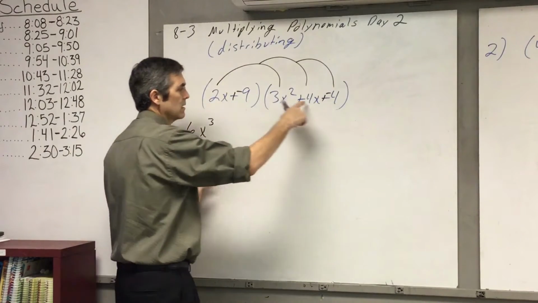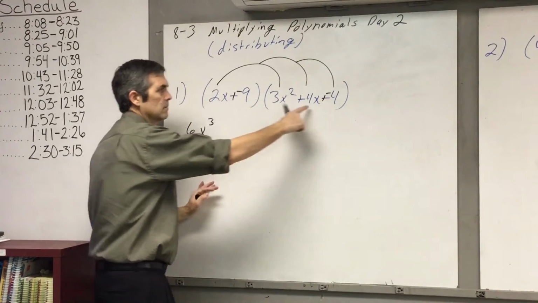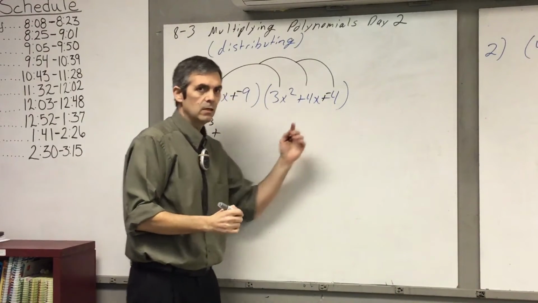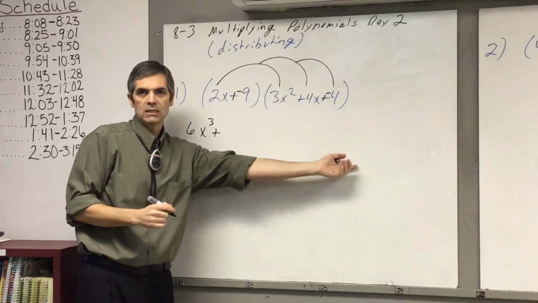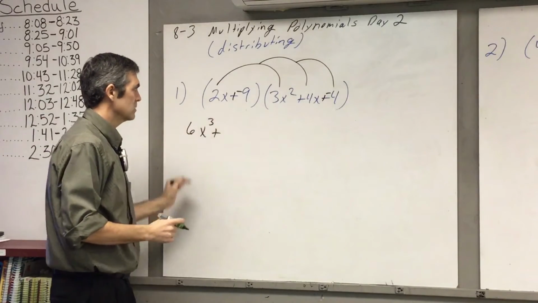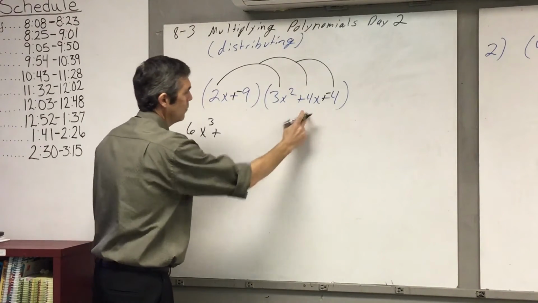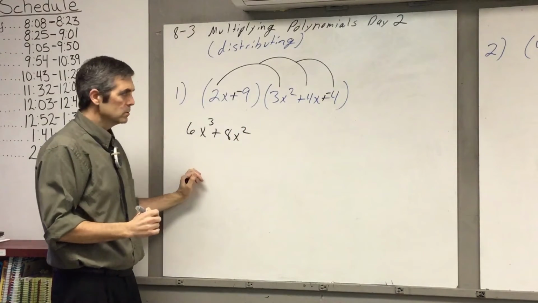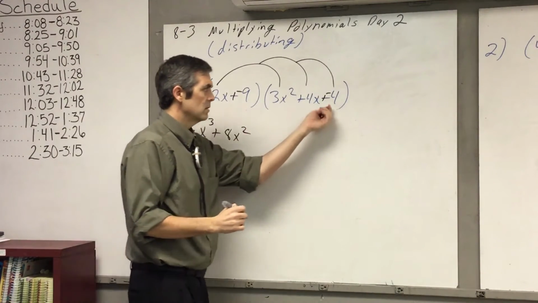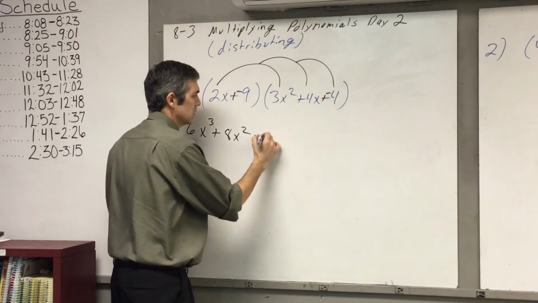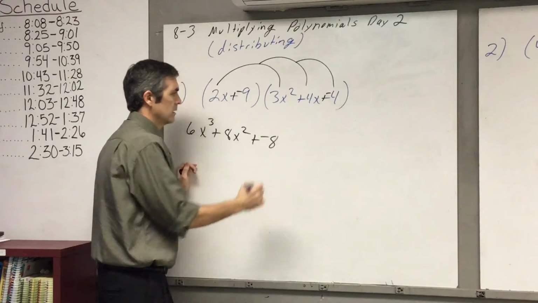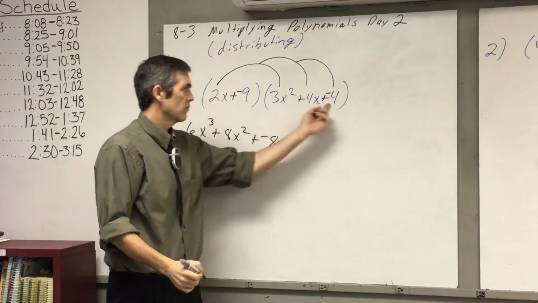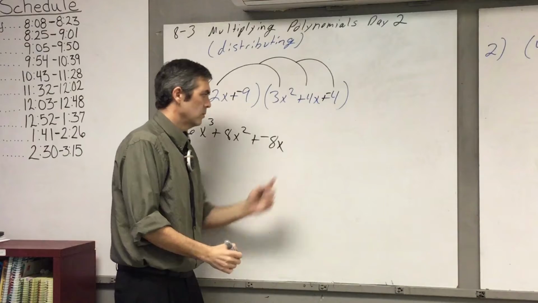Now we're going to take this times here. So 2x times 4x. Because I changed everything to addition, I know in between all my terms is addition, and my signs will take care of themselves afterwards. So 2x times 4x gets me 8x squared. Watch your exponent rules. Then I'm going to take the 2x times the 4 plus negative 8x. 2x times negative 4, 2 times 4 gets me 8, times the x we still have there.